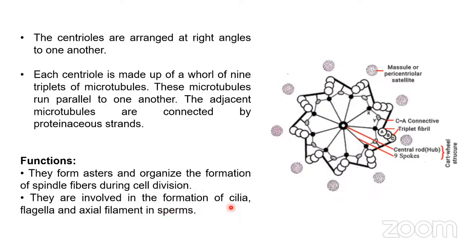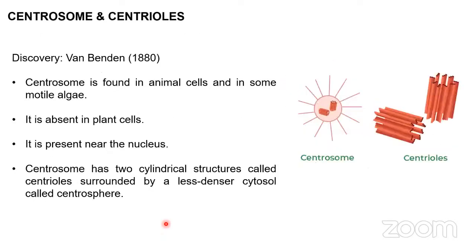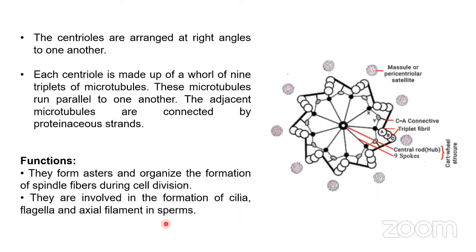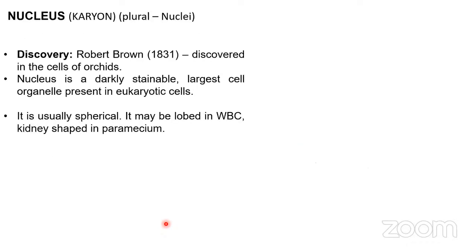Also, they are involved in the formation of cilia, flagella, and the axial filament in the sperms. So these are the main functions of the centrioles. Again, centrioles are present only in animal cells and they are absent in the plant cells. This is also an important point to be noted here. And the main function was that it helps in the spindle formation during the cell division.